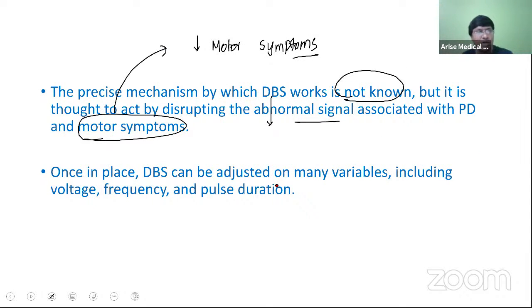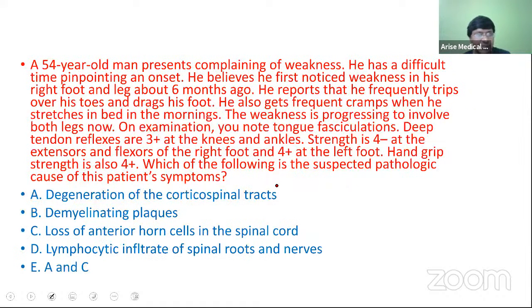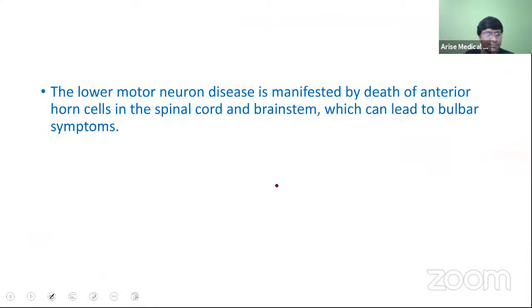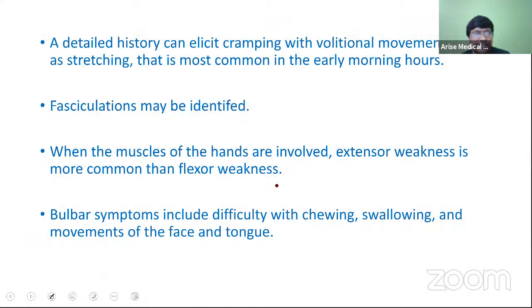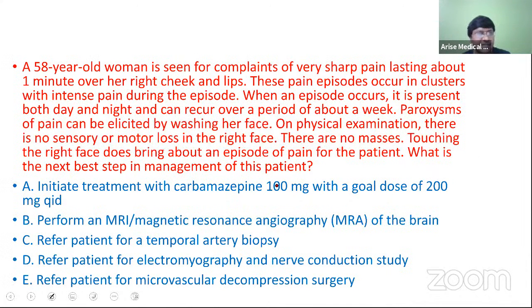Next, the question was on motor neuron disease. Which motor neuron disease have I described here? That is amyotrophic lateral sclerosis. In amyotrophic lateral sclerosis, they will have both upper motor neuron involvement as well as lower motor neuron involvement. Next, the question we discussed was about trigeminal neuralgia. For trigeminal neuralgia, the drug of choice is carbamazepine, and the character of the pain is a sharp shooting pain, most commonly distributed in the ophthalmic division.